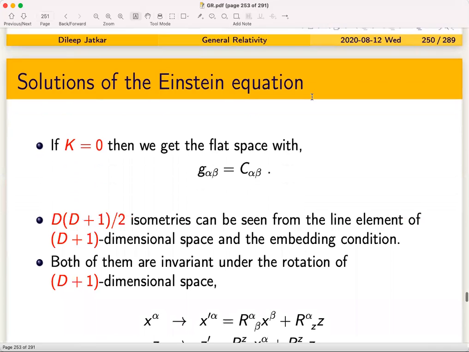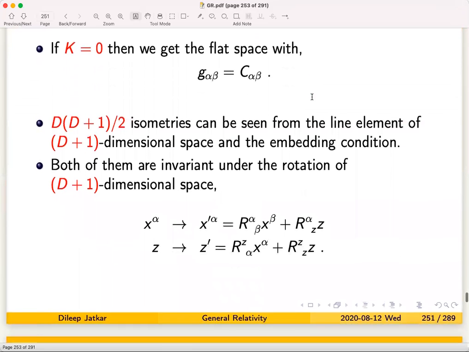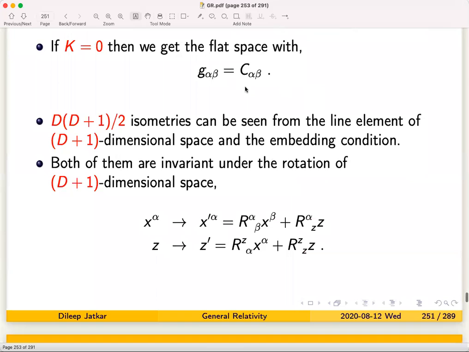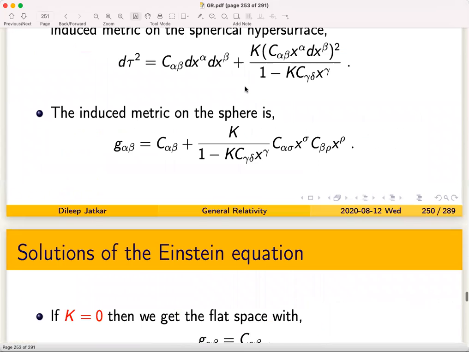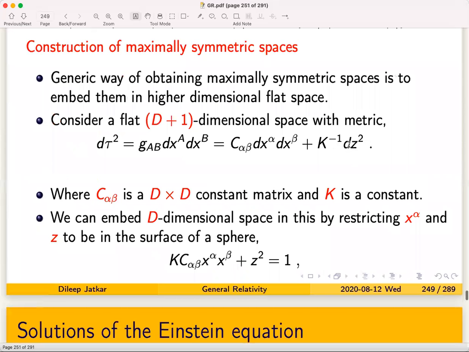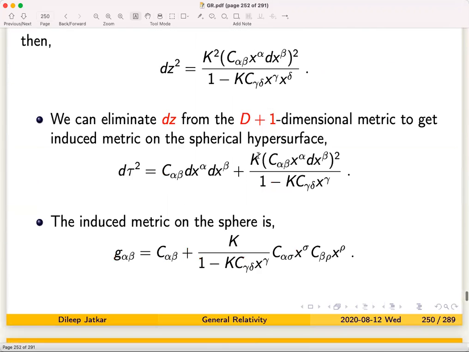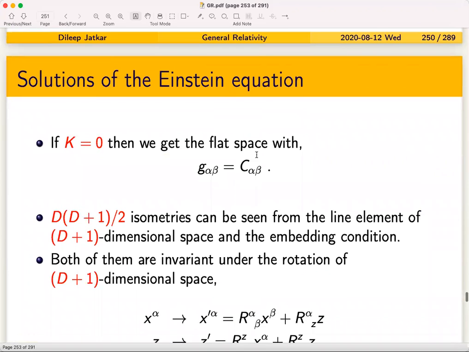So if k is equal to 0, then you end up with a flat space that just corresponds to fixing the z value in this coordinate space to be some fixed number. Just forget about this piece and you get this metric. That is clear from this equation: if you set k equal to 0, then z is equal to some fixed number, and if z is a fixed number, then dz is 0. So this piece becomes 0 by 0, but there's nothing to worry about. You can use L'Hopital's rule to see that it just goes away and you get this metric. That is a flat space. So you get g alpha beta is equal to c alpha beta.